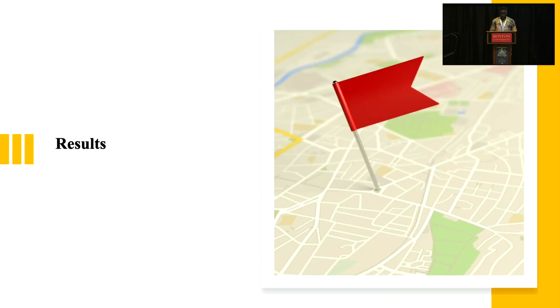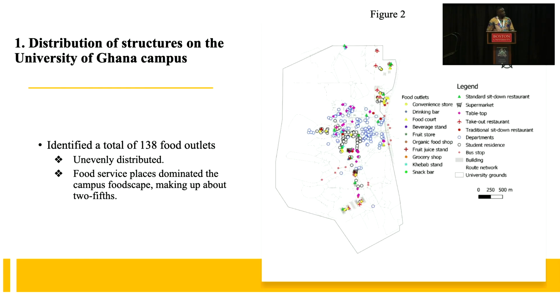So with the results for objective 1, that is the distribution of structures on the University of Ghana campus, figure 2 shows the distribution of it. We identified various types of food outlets, about 138 food outlets, which were not evenly distributed. Some of these food outlets were convenience stores, drinking bars, courts, and some department buildings and so on. And the majority of these outlets that we mapped out were basically food service places.